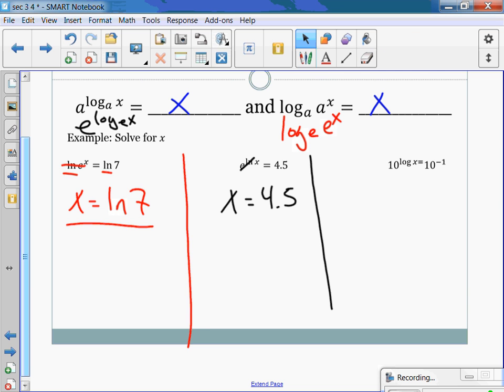And lastly, 10 to the log of x becoming 10 to the negative 1. Why is the left side x? This is our common log, which has an understood base of 10. So with the inverse property, all that's done, we just have x equals 10.